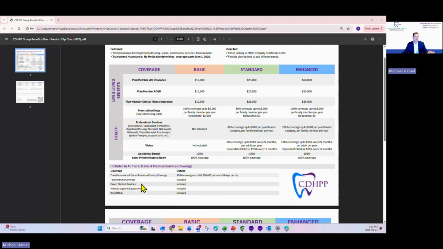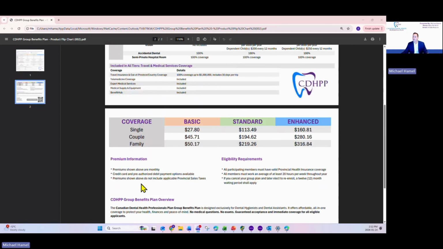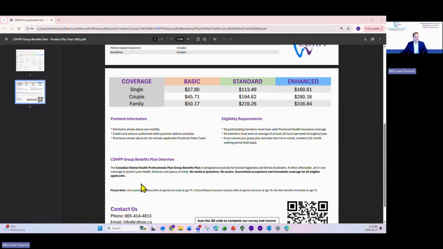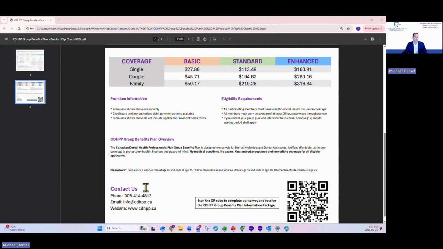Now we're going to move on to the second sheet, the flip side of this, of course, and that is going to be the pricing. So we do get a lot of questions on that. So when we look at the coverage types, we can see the different basic, standard, enhanced, and the monthly premium. These are all monthly premiums. Then you're going to see the coverages. So it's single, couple, or family.